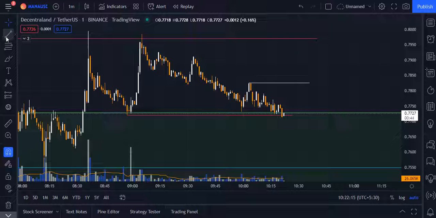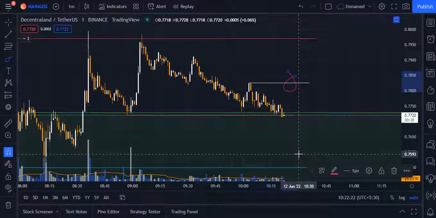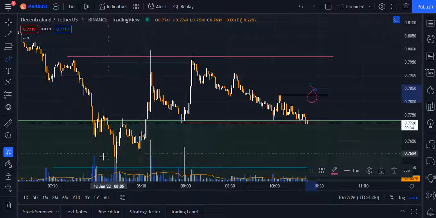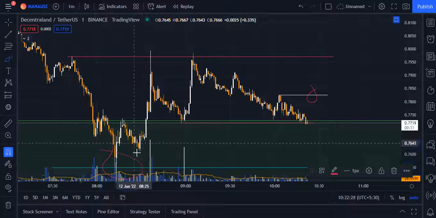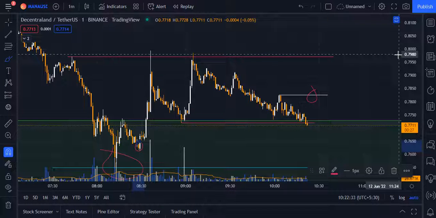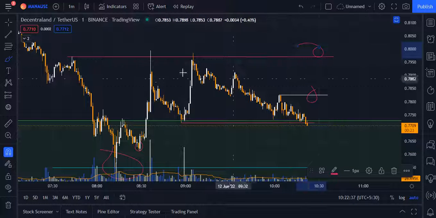If it doesn't break this structure, even the smallest structure over here, then we can think that the market is quite bearish and will show a reaction afterwards after this OB perhaps, or this OB. But we will still wait for the breakout of this structure for the actual move.